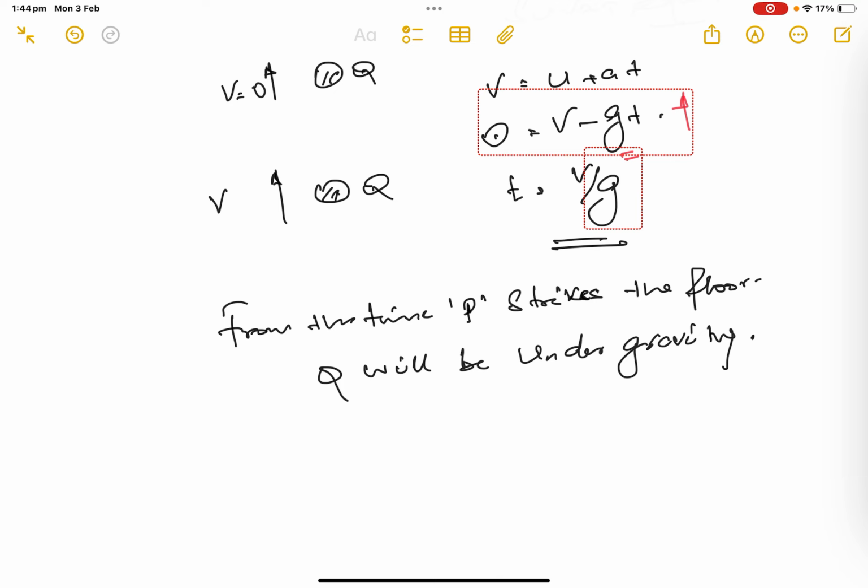I just put a little wording: from the time P strikes the floor, Q will be under gravity. You have to write this sentence, or something like it, to explain how we reach this equation and find t. That is very important. Just write down how it happens: P hits the ground and Q has the same velocity, and after that Q comes under gravity. All that information is important for the examiner to check.